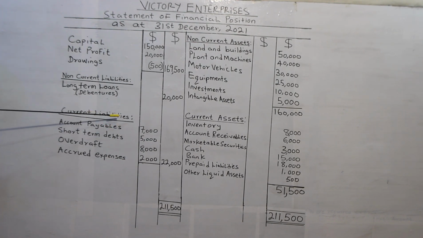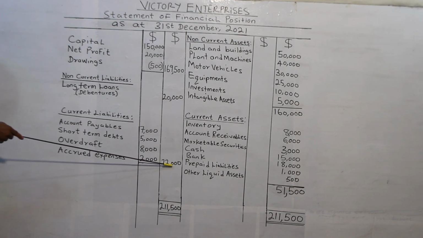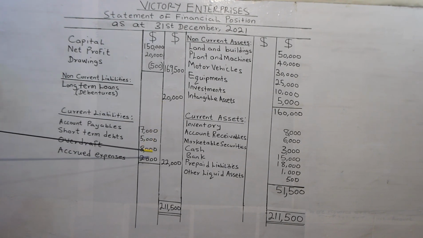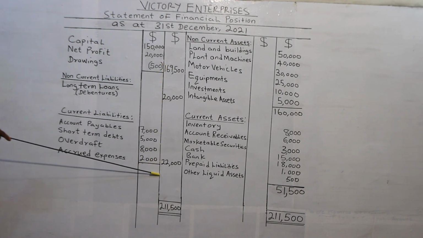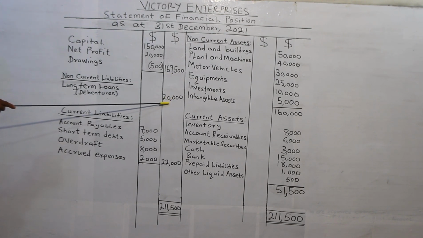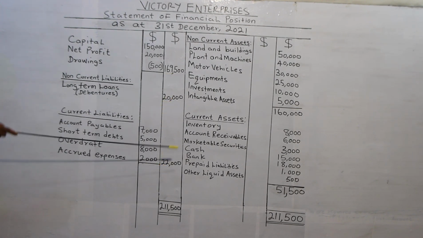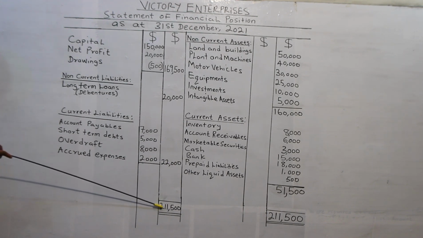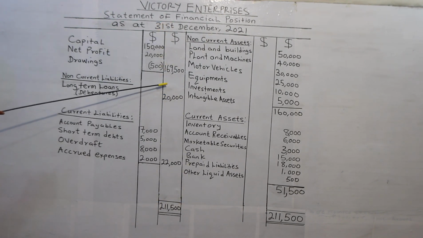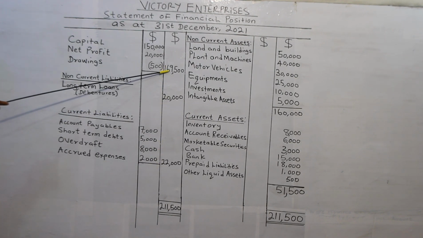Another area that was used to finance this business is the current liabilities, which is 22,000. The non-current liabilities is 20,000, and the current liabilities is 22,000. So if you add the total source of finance, we have 169,500 plus 20,000 plus 22,000, which gives us exactly 211,500. Of course, the total assets should be equal to the total liability plus capital.